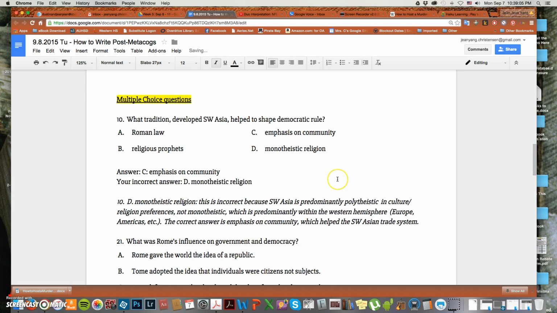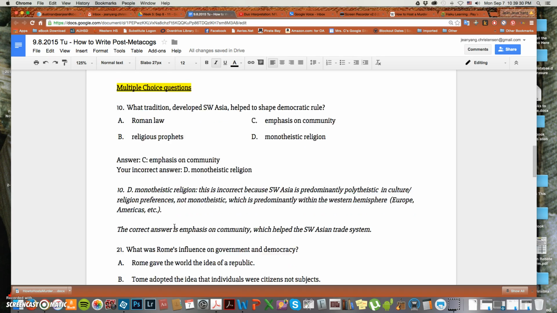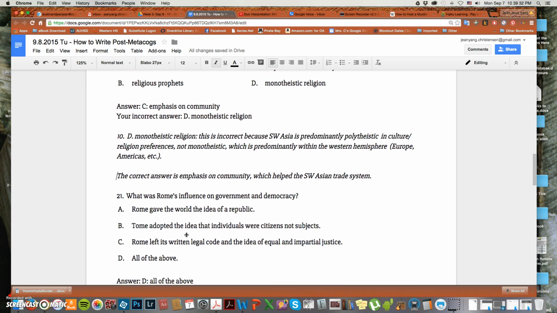Okay, so I'm just gonna read it out loud real quick. D, monotheistic religion. This is incorrect because Southwest Asia is predominantly polytheistic, and culture and religion preferences, not monotheistic, which is predominantly within the Western Hemisphere, Europe, Americas, blah, blah, blah. And you probably would want to put this on a separate line, actually. The correct answer is an emphasis on community, which helps the Southwestern Asian trade system. Okay, so there's that one.